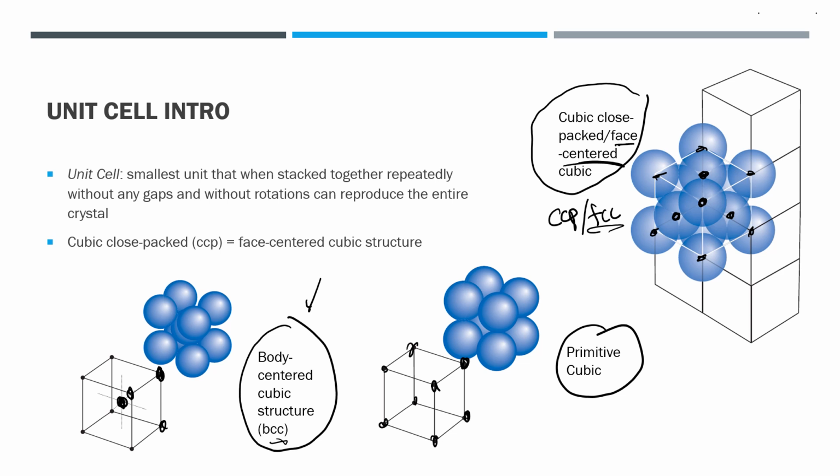You can see that the language we use to name these types of unit cells basically describes what the unit cell is. Face-centered means that there's an atom at the center of each face. Body-centered means that there's an atom at the center of the body of the cube. Primitive just means there's nothing fancy. It's just at the corners.